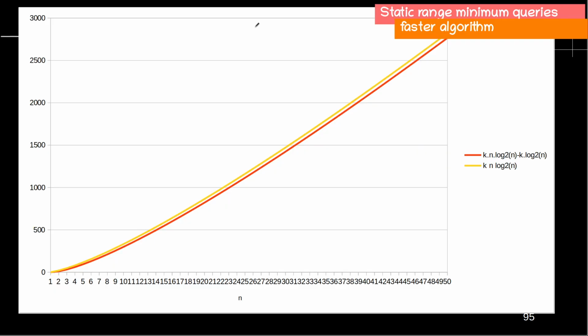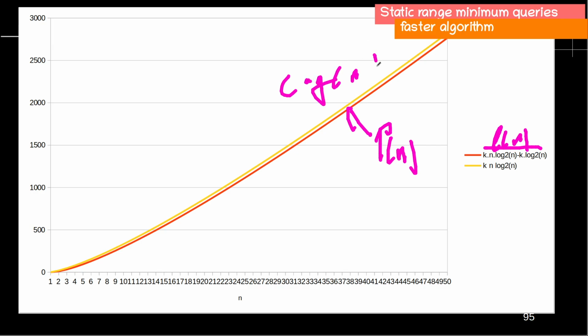Okay. As we see on the graph here, this is our fn in orange, and this is our c times gn in yellow. So, as you see on the graph, from 1 on, c times gn is always greater than fn. This is the asymptotic upper bound of fn.